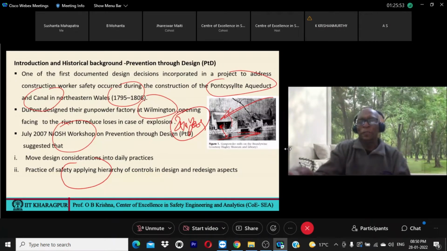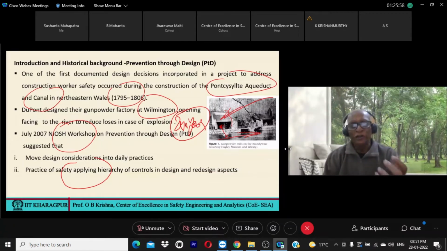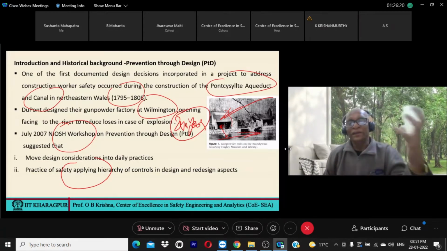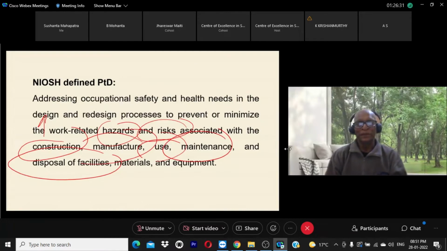It is not very new. PtD, people have applied some years back. But now NIOSH is very, very worried. They think that education on design has to be given at the education level as well as at the industry level. All the students should be taught safety engineering principles, that means hazards, risk, and intervention at the engineering stage, so that when they work in any field, they will apply it. So this is what NIOSH has defined now.